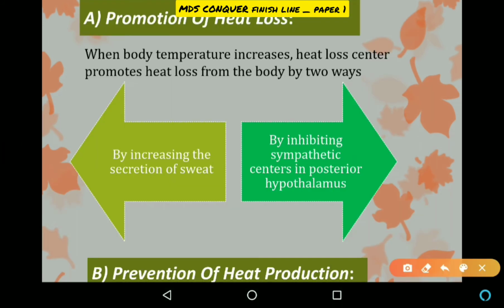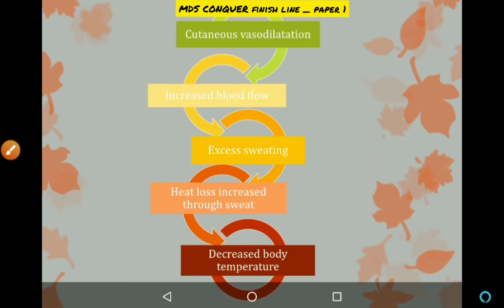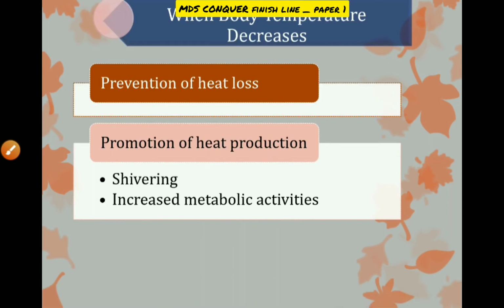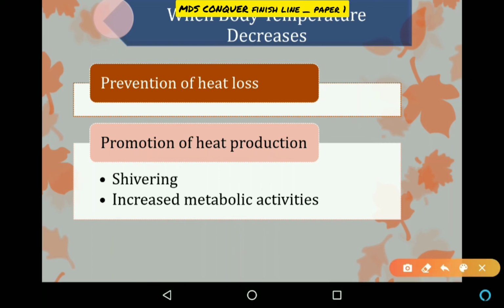Promotion of heat loss can be by increasing the secretion of sweat and by inhibiting the sympathetic centers in the posterior hypothalamus. This causes cutaneous vasodilation, which leads to increased blood flow, excessive sweating, heat loss through sweating, and decreased body temperature. So we have seen what happens when body temperature is increased. Now we'll see what happens when body temperature decreases.